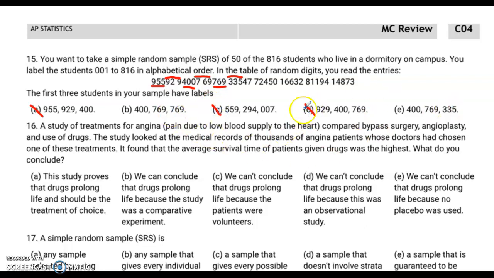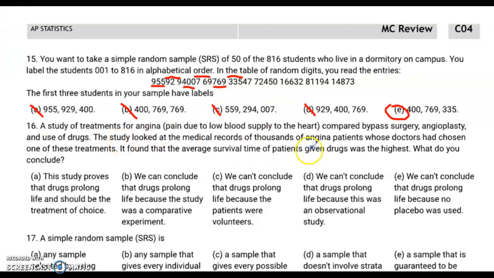So we have two different options. And before even looking at any of the other digits in the table of random digits, I can eliminate this one because we're trying to get a simple random sample of 50 of the 816 students. We've got to skip all repeats. The next one after 769 is 769 again, and then 335. Guess what? It's choice E.